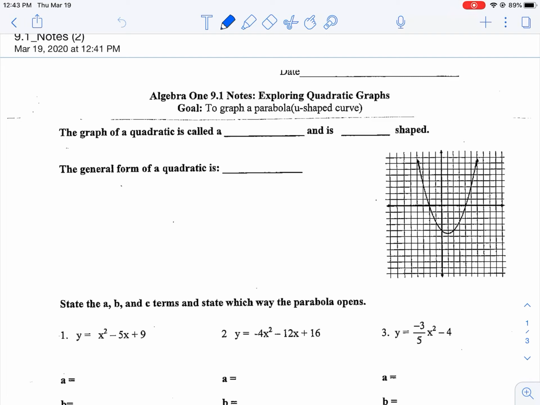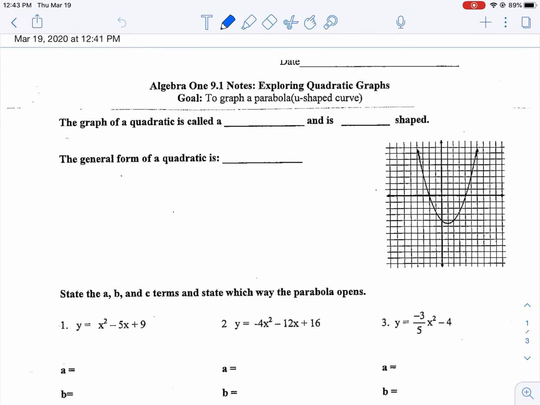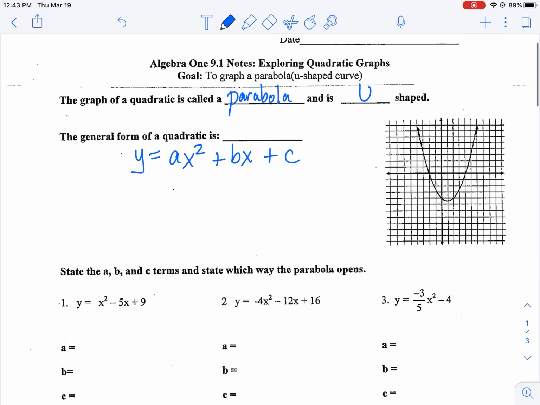So here we go. We're on 9.1 and we are starting out. We've talked a little bit about this, so we're not doing straight lines anymore. We're doing U-shaped curves called parabolas. So the graph of a quadratic is a parabola and is U-shaped. The general form of a quadratic is y equals ax squared plus bx plus c. So totally different than your old y equals mx plus b. This is a new form, and there you have a parabola shown on the right.